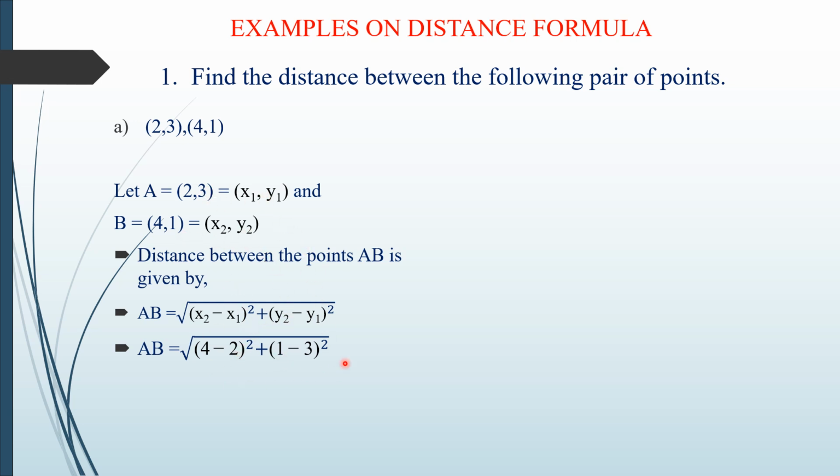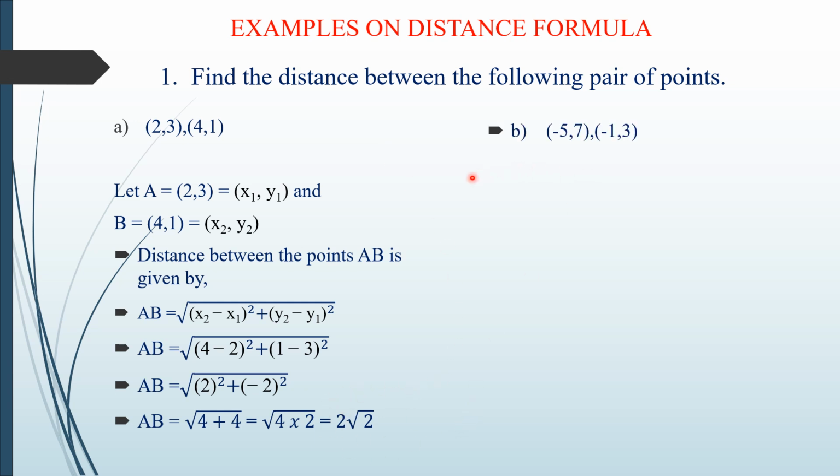When I substitute all the values and try to simplify this, first I'll keep under square root as it is. 4 minus 2 is 2, 2 square I'll keep as it is, plus 1 minus 3 is minus 2 and its square. Now 2 square is 4 and minus 2 its square is again plus 4. Therefore distance AB is equal to under square root 4 plus 4, that is nothing but 2 times of 4. If I take square root of 4, that will come out as 2 and inside root 2 will be remaining. Therefore distance AB of these two points, if I consider first one as point A and second one as point B, is nothing but 2 root 2 units.